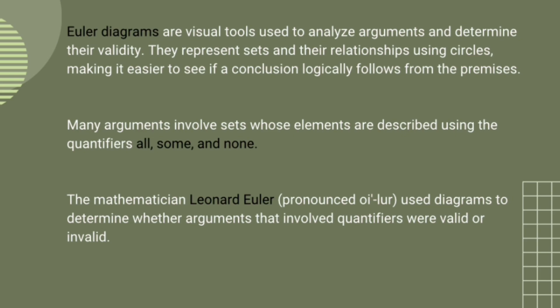So how do Euler diagrams work? Each circle represents a set, meaning a group of things with shared characteristics. The positioning of the circles shows the relationship between the sets. One circle entirely inside another indicates that one set is a subset of the other, meaning all members of the smaller set are also members of the larger set. And overlapping circles show that the sets share common members.